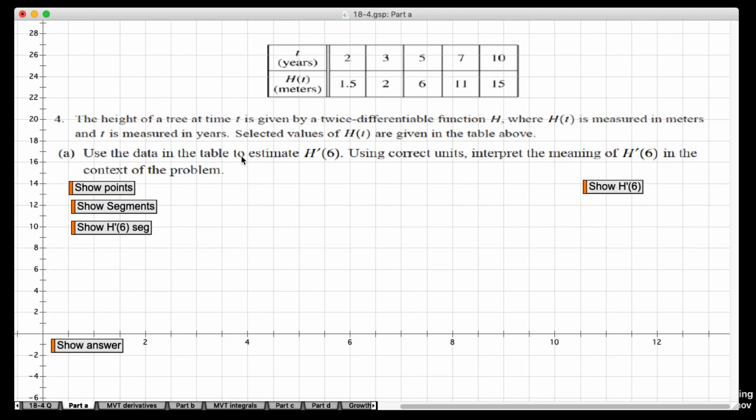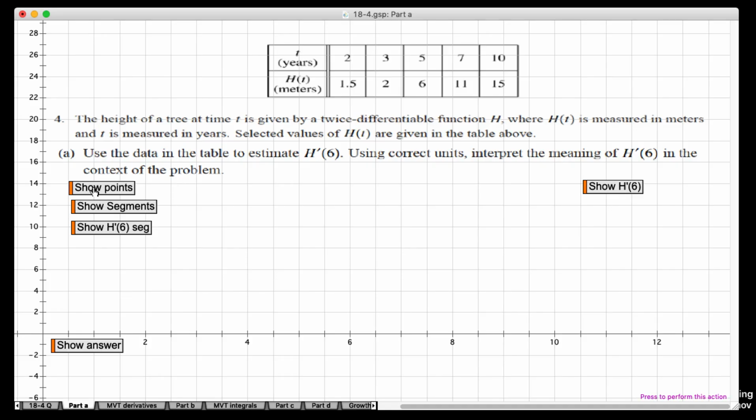It says use the data in the table to estimate h prime of 6. Now, what is h prime of 6? H prime is the slope, the derivative of h of t. So it wants to know the slope of h of t, the slope of this data, at t equals 6. And use correct units to interpret the meaning of h prime of 6 in the context of the problem.